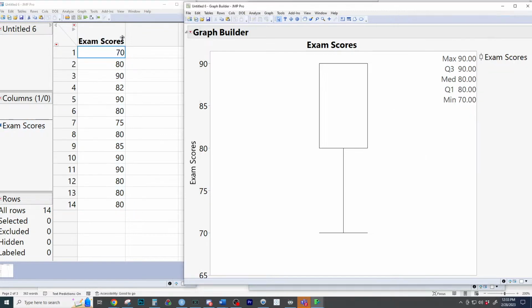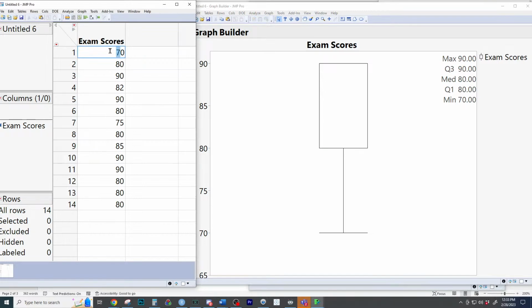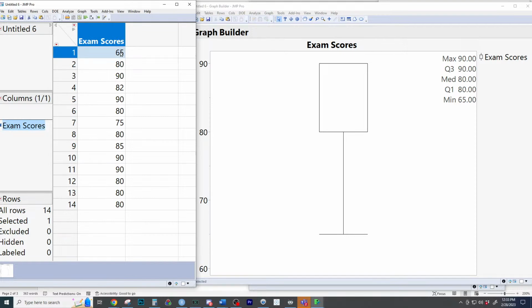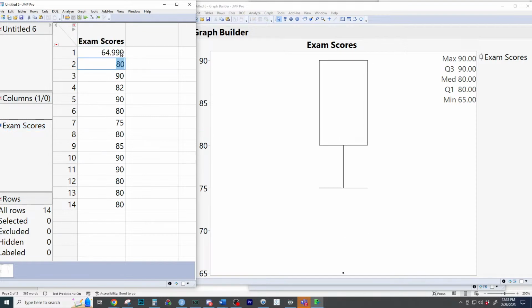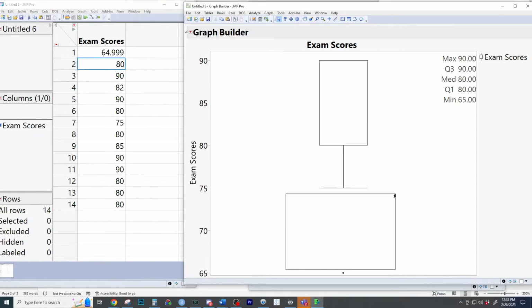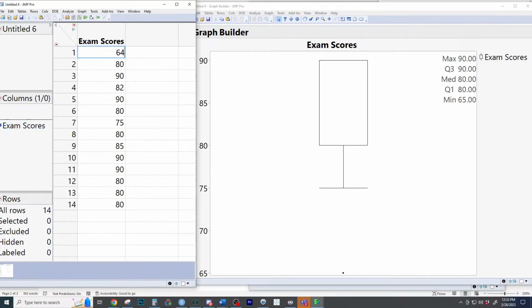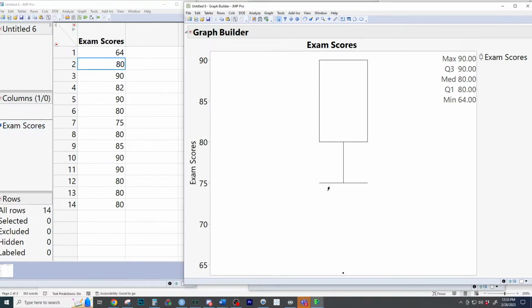So I'm going to take this value over here, change it to 65, and you'll notice it won't be an outlier yet, but now when I make it 64.999, it is an outlier. So the fence, which we do not see, is right here. Now, what does this area indicate between 75 to this? We'll call it a 64 to make it nice and easy to talk about. What does this area indicate right here between these points?